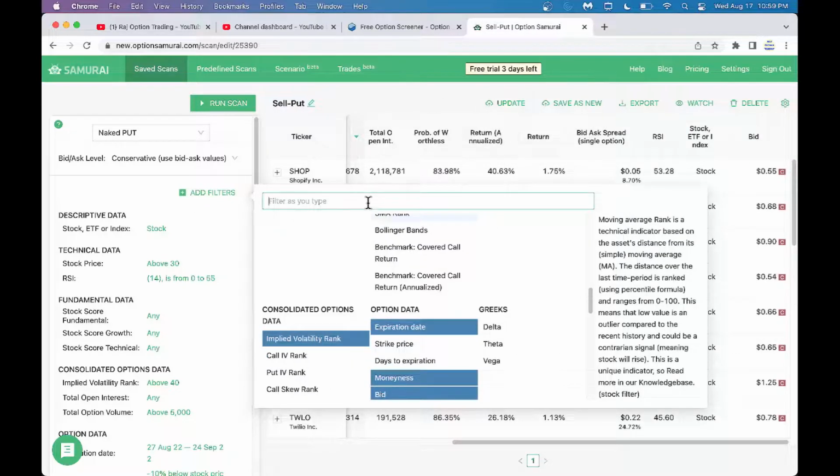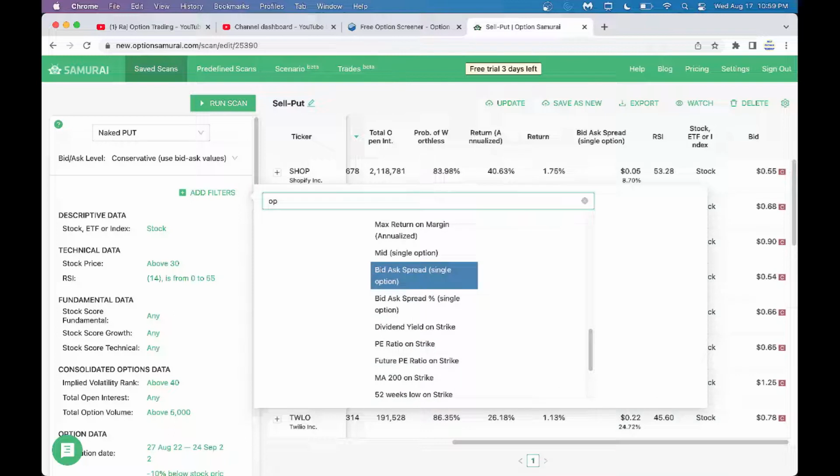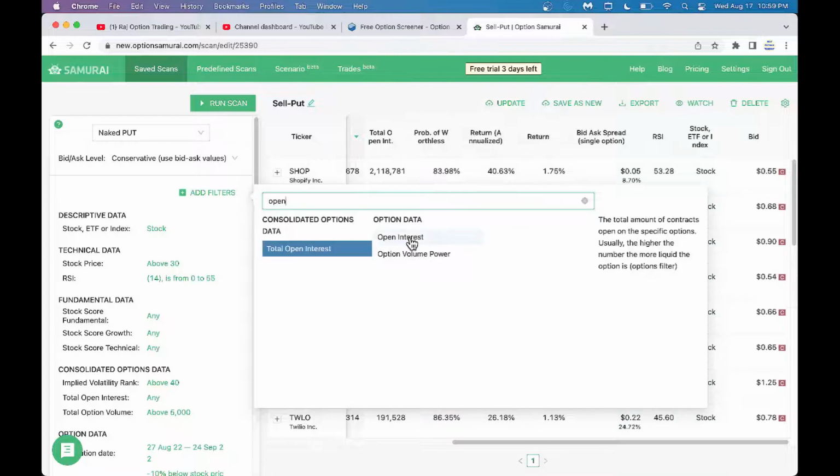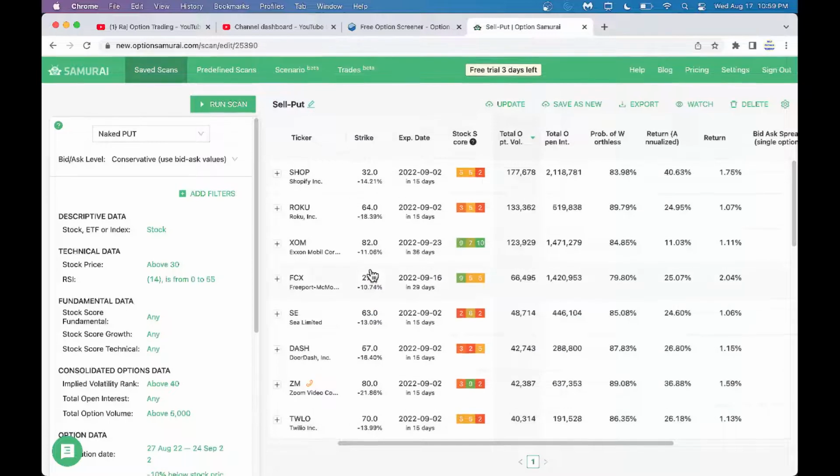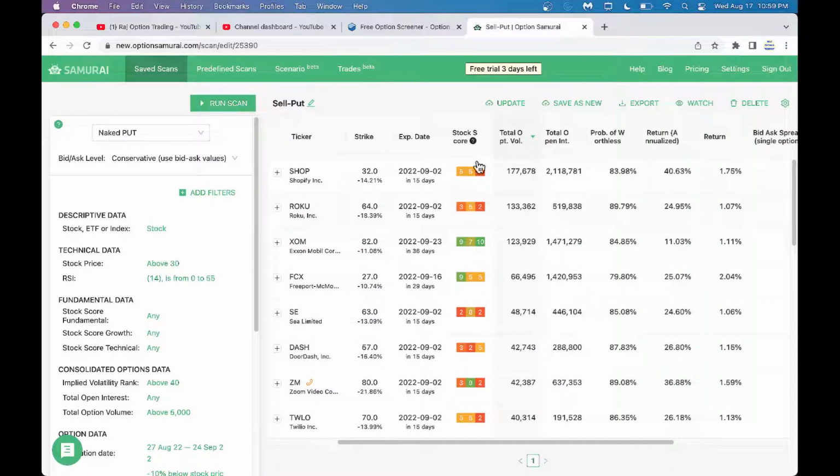I think I could not add open interest earlier. Look, let's try to add now. All right, so I think we got a few columns here. So I would now sort on this total open interest here and sort it by descending order. There you go. Now you have nice and high open interest here. Look, Shopify, nice and high open interest.